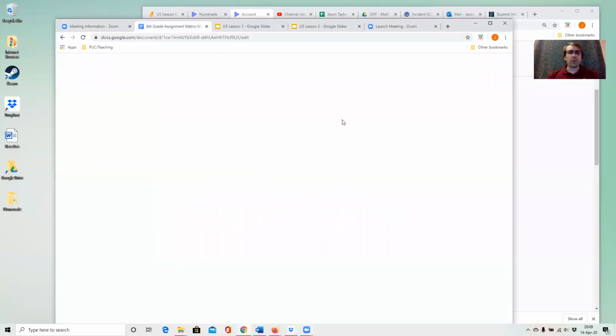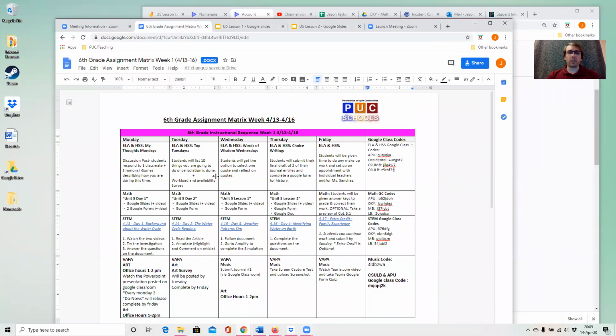And I wanted to review very quickly the matrix. This matrix that you hopefully have seen on the Google Classroom stream will have the assignments that you need for English at the top and history, for math in the second row, STEM in the third row, and VAPA in the fourth row. If you are confused about what you should be doing each day, please refer to this so that you know what you should be doing on Monday, Tuesday, Wednesday, and Thursday of each week. And this will be shared with you and your parents at the beginning of every week.